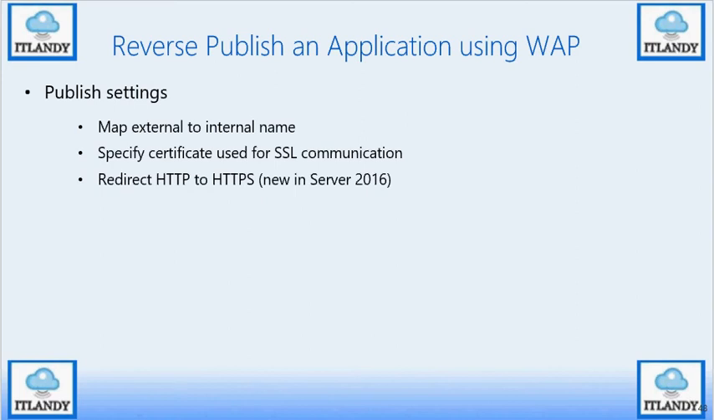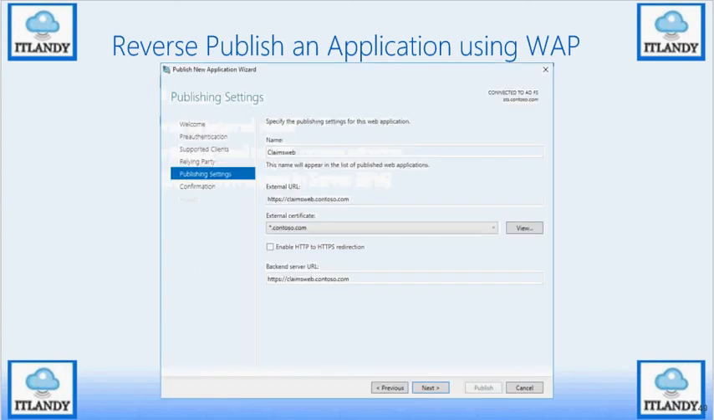For the publishing settings, you need to map the external to the internal name. You need to specify a certificate used for the SSL communication. It does the redirection from HTTP to HTTPS, and this is only new in Server 2016, so you cannot use the earlier release. How it looks for us is something like this. Okay, so you have the claim name, external URL, certificate, and you can enable HTTP to HTTPS redirection, and you can specify the backend.